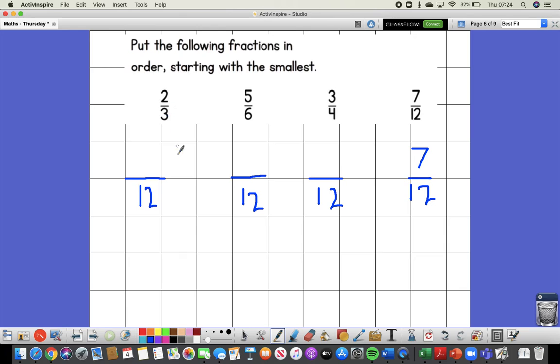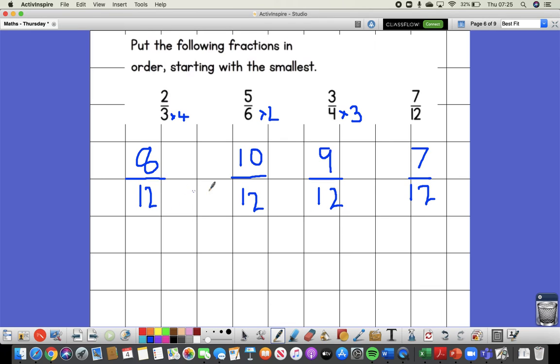So how do we turn 3 into 12? Well, we times it by 4. 6 into 12 is times by 2, and 4 to 12 is times by 3. So what we do to the bottom we must do to the top. So 3 times 4, so 2 times 4 is 8. 6 times 2, so 5 times 2 is 10. 4 times 3, so 3 times 3 is 9. So these now are equivalent fractions. 2/3 is the same as 8/12, 5/6 is the same as 10/12, and 3/4 is the same as 9/12.